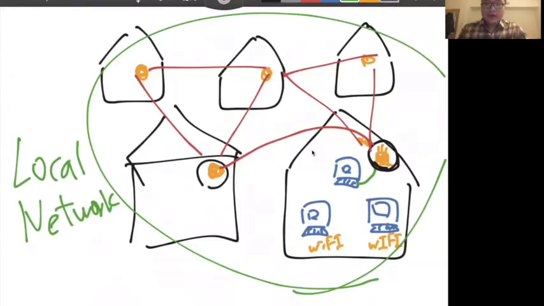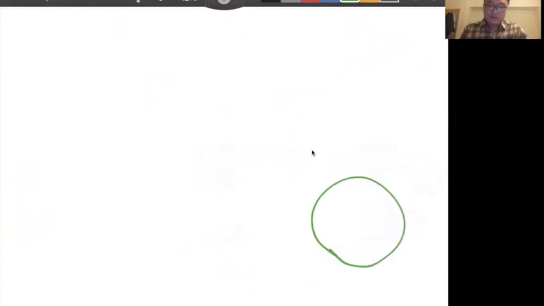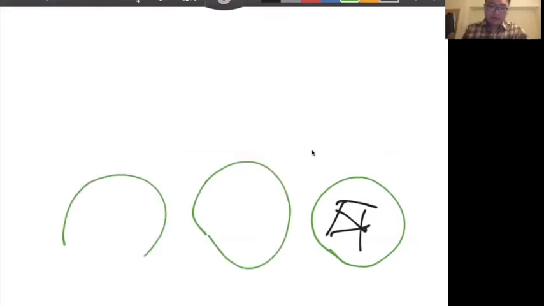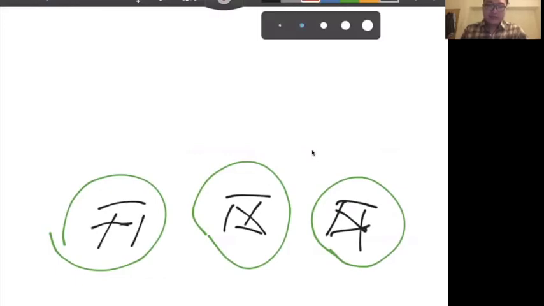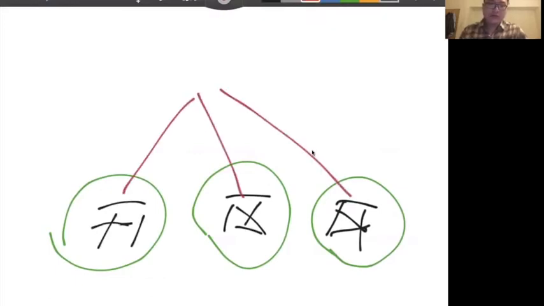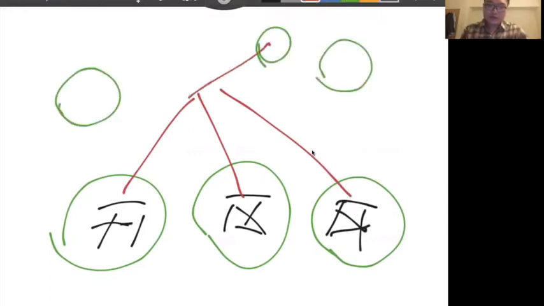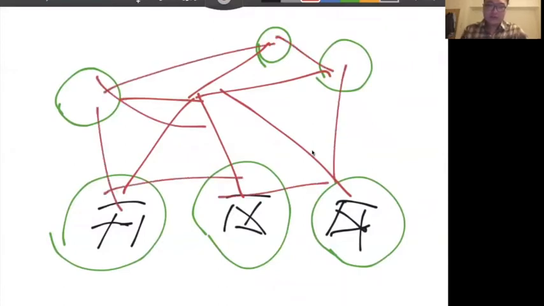Okay. After you have this local network, you can have multiple local networks in different areas of the world, right? Then you can connect these local networks to a regional network. You can imagine that you have a couple of local networks connecting to each other. So at the end, you build a regional network. This is a regional network.